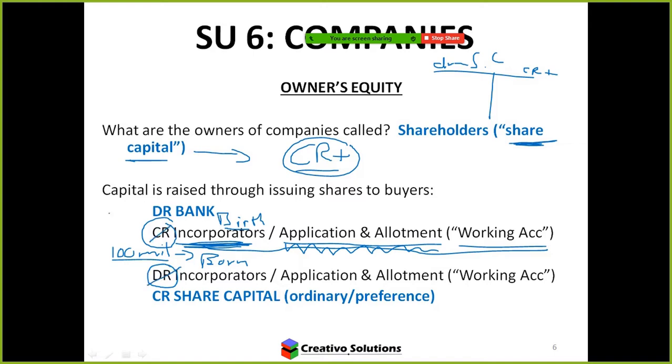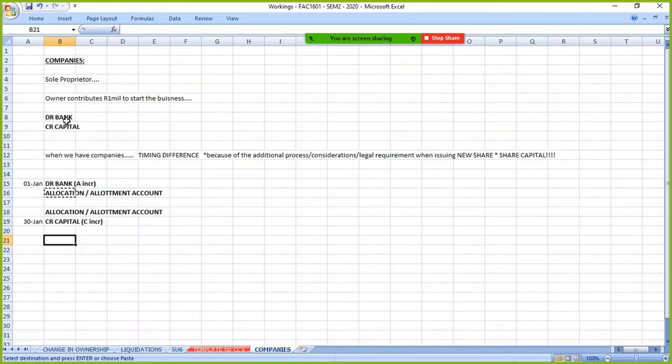And what are you left with? You're left with what we had earlier. You're left with a debit for bank and a credit for capital. All right, so keep it simple.